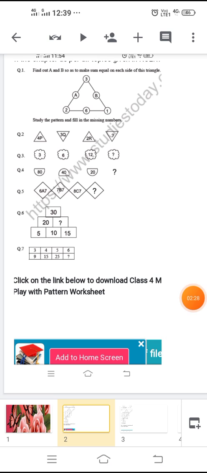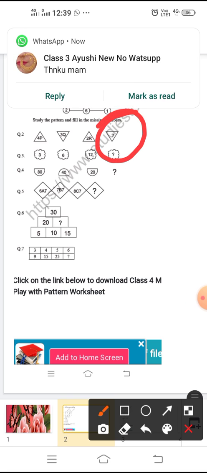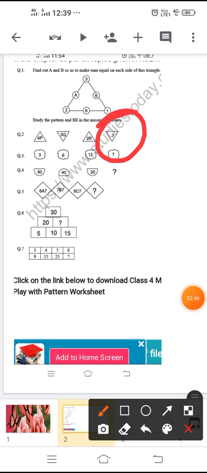Now, let's see question number 2. 4P, 3Q. There are 4 triangles given over here, but one of the triangles is missing. What should come so that the pattern is completed? Now 4P, 3Q, 2R. What should be written in this triangle so that your pattern is completed?